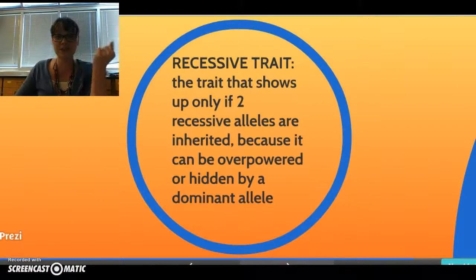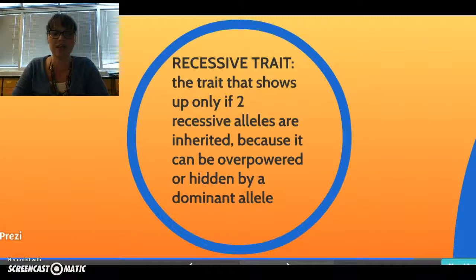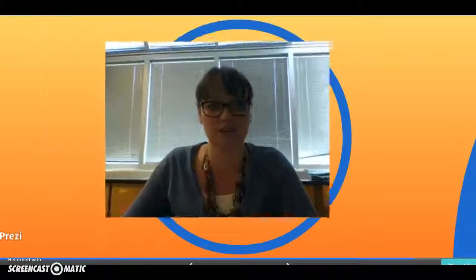If you get a recessive trait, that only shows up if you inherit two recessive alleles. Because the recessive trait can be covered up or hidden, and it can be overpowered, if it is up next to a dominant allele, it's going to get covered up. So the only way you're going to show the recessive trait is if you have two recessive alleles.